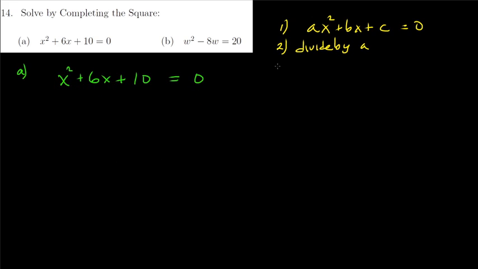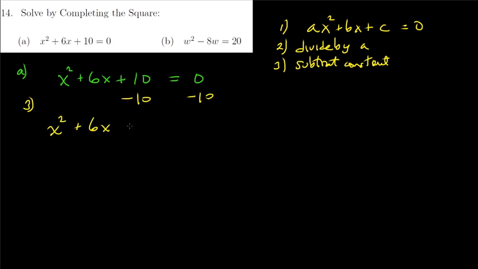So step 3, now we subtract the constant from both sides. In this case, the constant is 10. So in step 3, we're subtracting 10 from both sides. So we end up with x squared plus 6x equals negative 10.